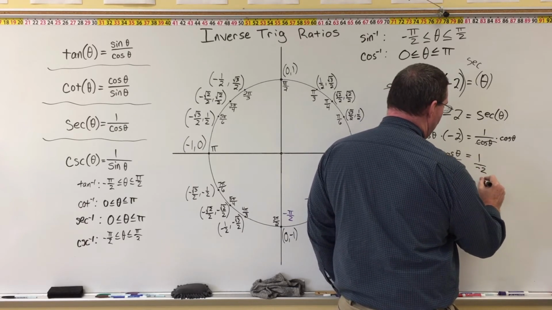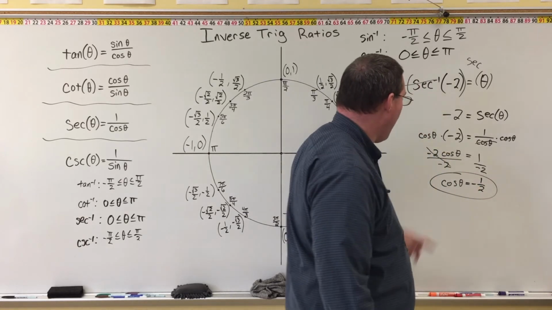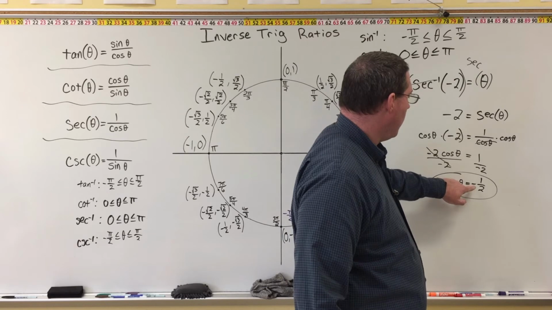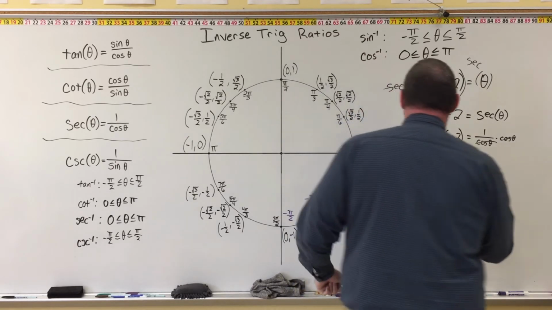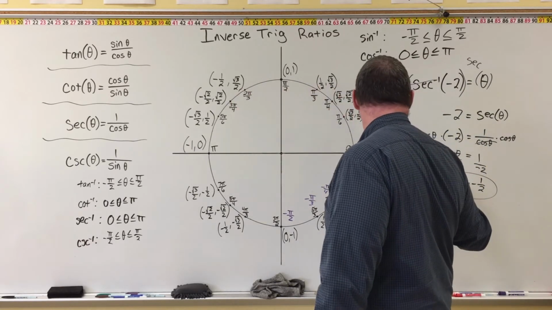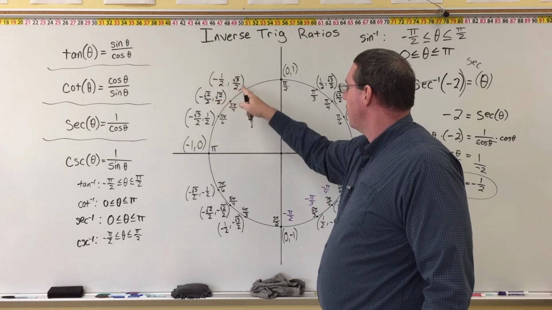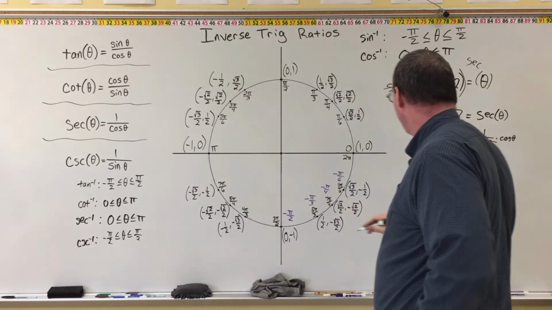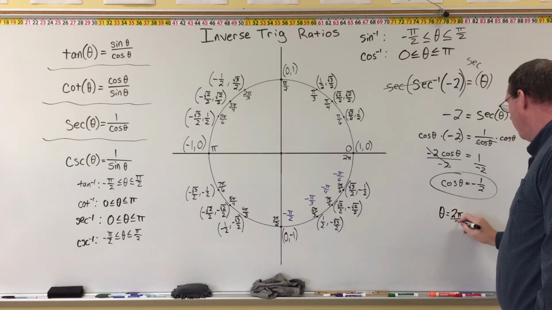So it's equal to negative 1 over 2. And so, what is the theta angle that would make cosine negative 1/2? That's on the interval from 0 to pi. All right, now we're just back to doing the inverse of cosine of negative 1/2. Well, there's negative 1/2 right there, and it's at the theta angle 2 pi over 3. Therefore, the answer to theta here is 2 pi over 3.